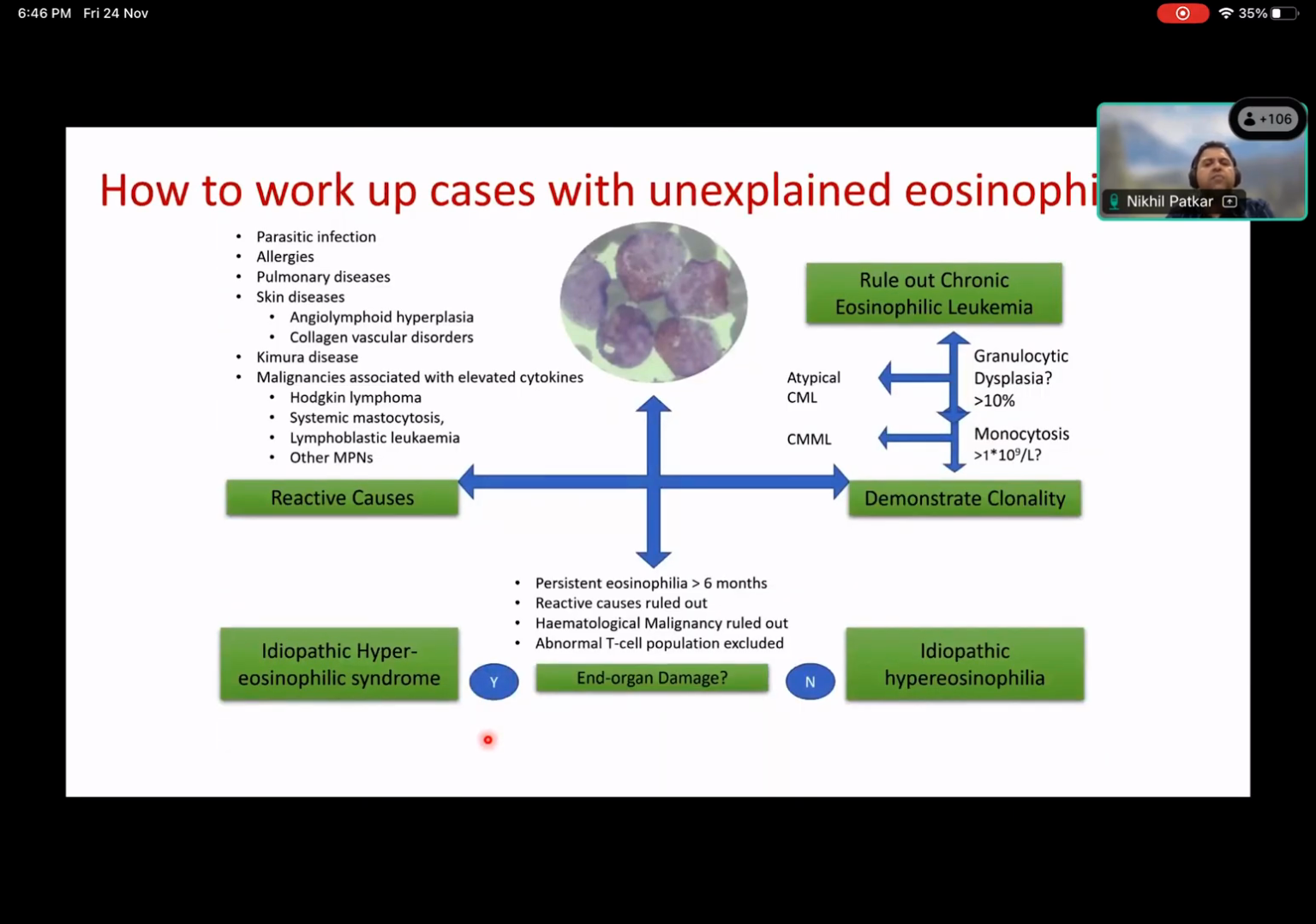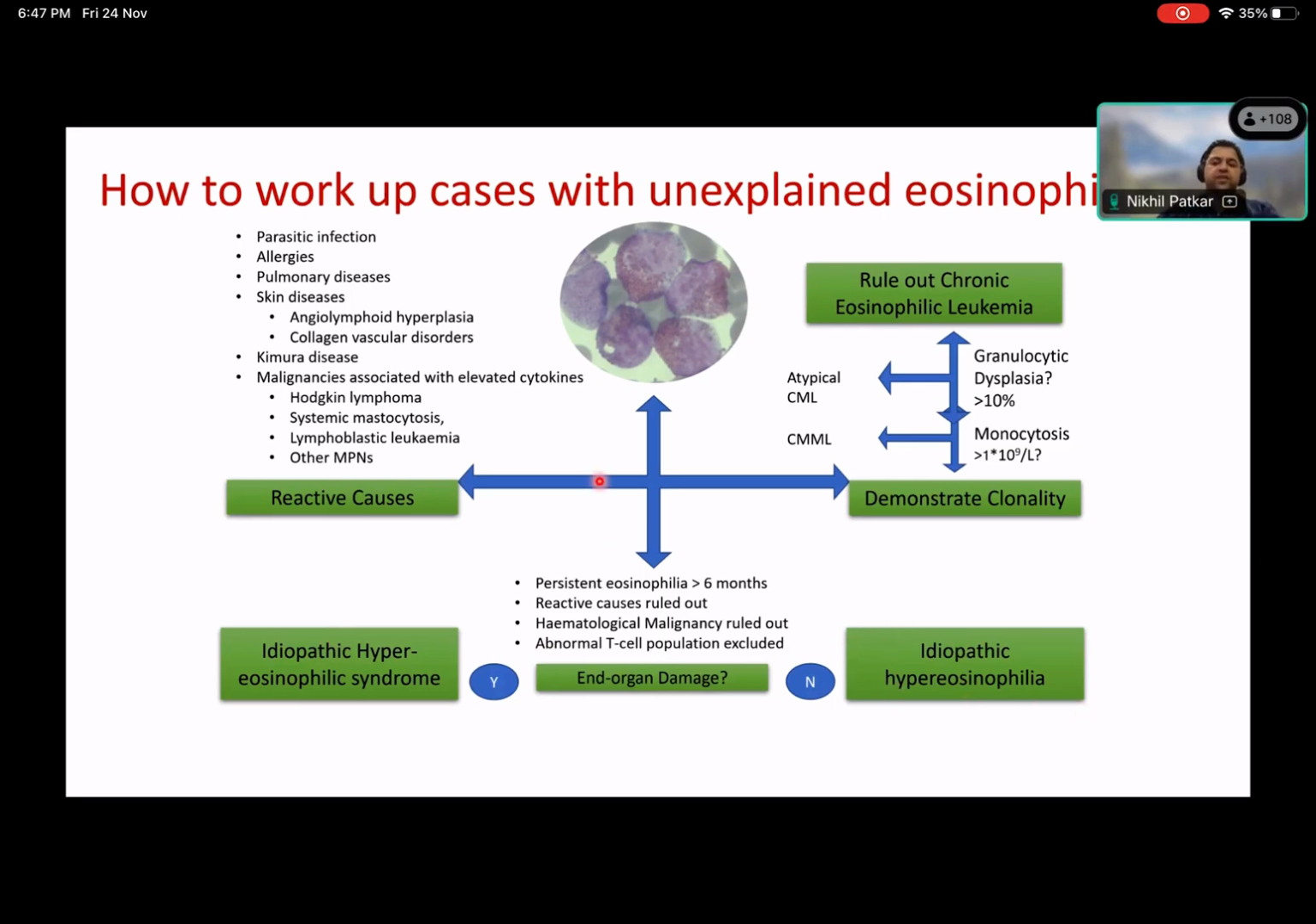So how does one work up cases with unexplained eosinophilia? The first thing to do is to rule out or work up all the reactive causes that are here, such as parasitic infections, allergies, pulmonary diseases, skin diseases, and other malignancies. If those are ruled out, and the patient has persistent eosinophilia for more than 6 months, if hematological malignancy and abnormal T cell populations are excluded, and if end organ damage is there, the patient is diagnosed to have idiopathic hypereosinophilic syndrome. If there is no end organ damage, the diagnosis is idiopathic hypereosinophilia.